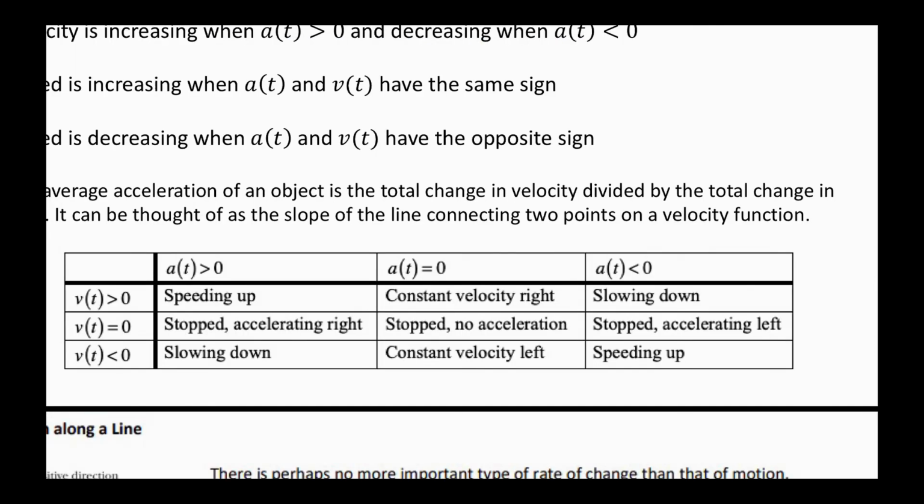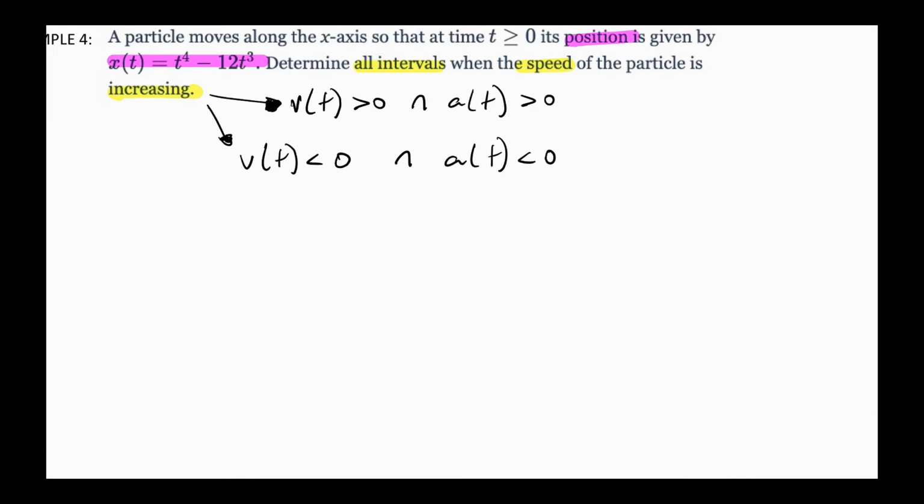Velocity is the first derivative. So speed is increasing when the first derivative and second derivative are both positive, or when the first derivative, velocity, and second derivative are both negative. Increasing, concave up. Decreasing, concave down. Those are the two times we're looking for. When I use the words increasing, concave up, and decreasing, concave down, you did that last chapter.